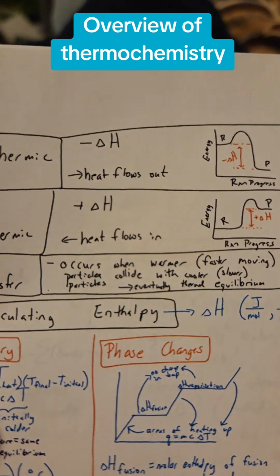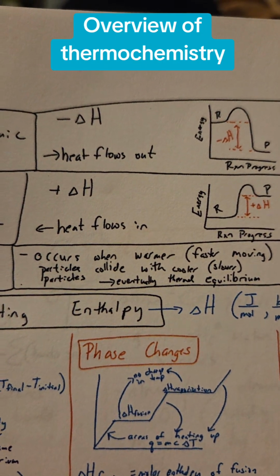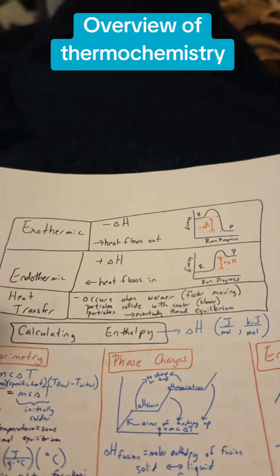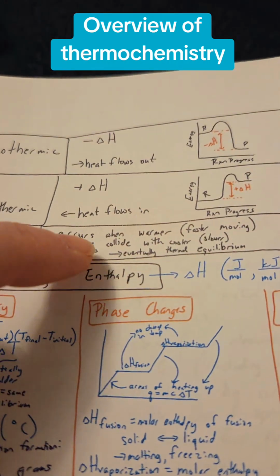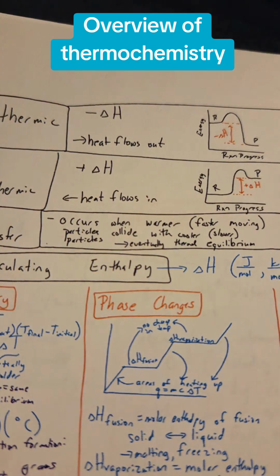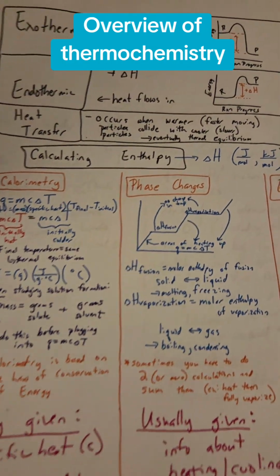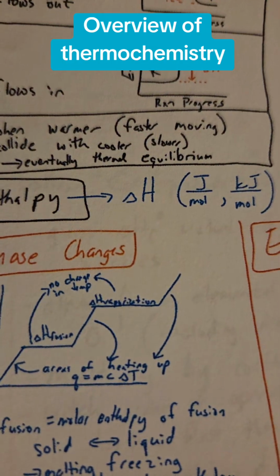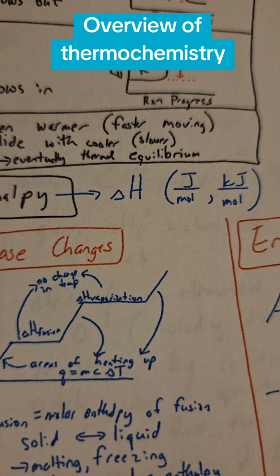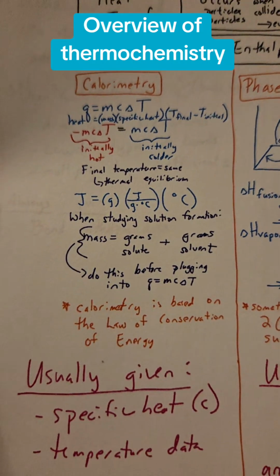Heat transfer occurs when warmer, which are faster moving particles, collide with slower, cooler particles. And then eventually that heat transfer will cease when they are both at the same temperature, which is when you have reached thermal equilibrium. The majority of Unit 6 deals with enthalpy, which is delta H, which is expressed in units of joules per mole or kilojoules per mole. So we're going to look at all the various ways you can interact with enthalpy and calculate it.